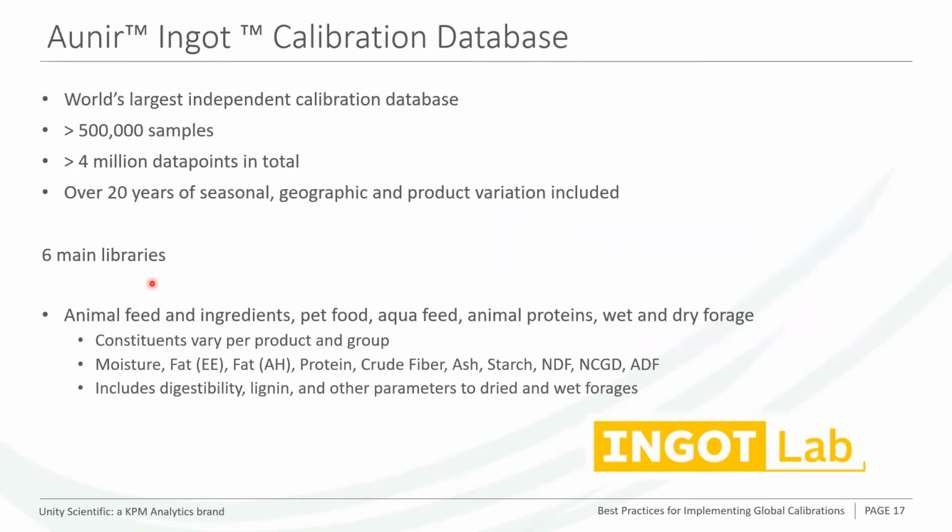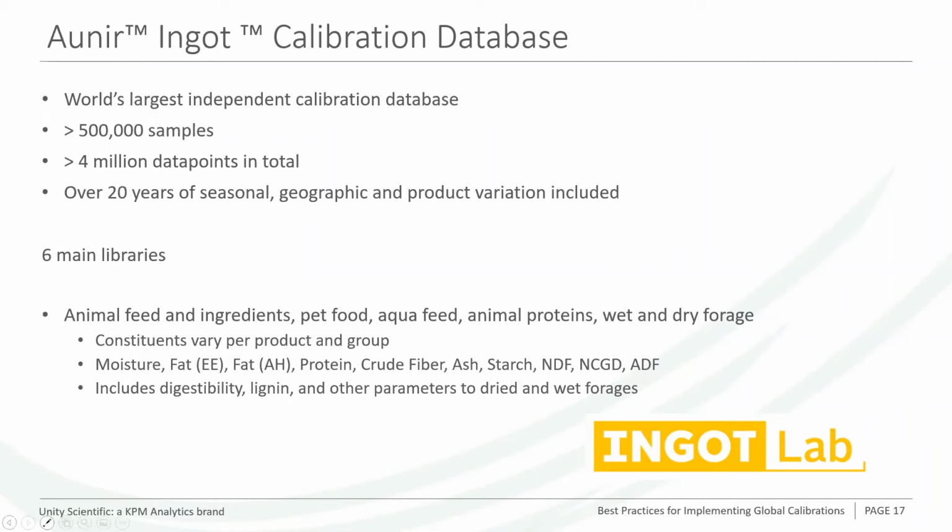To give a specific example, I'm hoping everybody has seen that a couple of months ago, we announced that KPM and Aunir have entered into a partnership for their Aunir Ingot calibration database. We did this for a number of reasons, but this is the premier provider of near-infrared calibrations. It's the world's largest independent calibration database with over 500,000 samples included, over 4 million data points. So that's sample types times the constituents involved. There are over 20 years of seasonal, geographic, and product variation included.